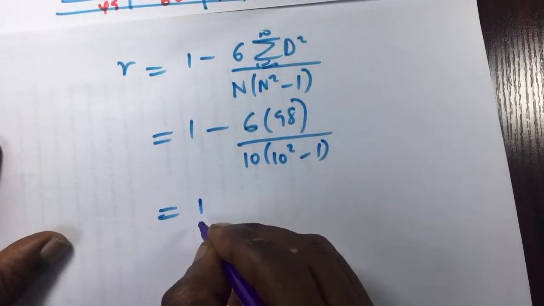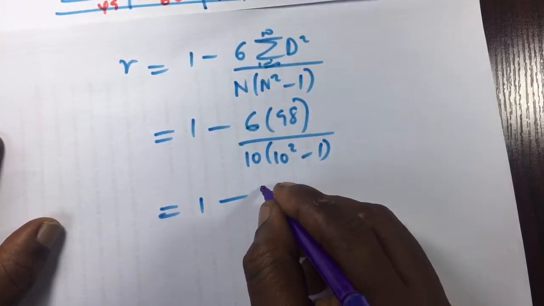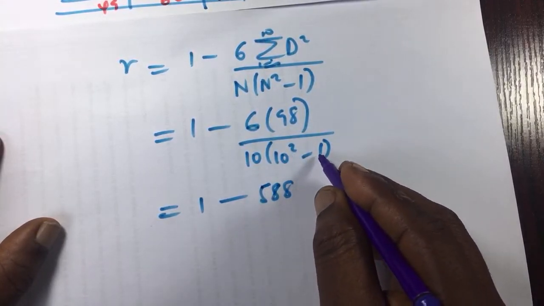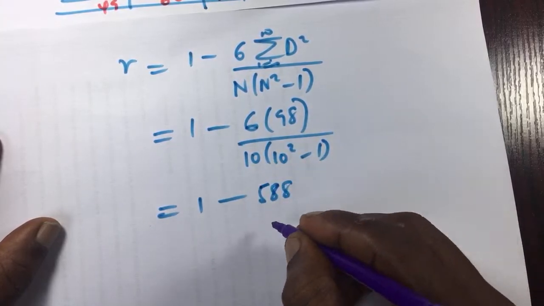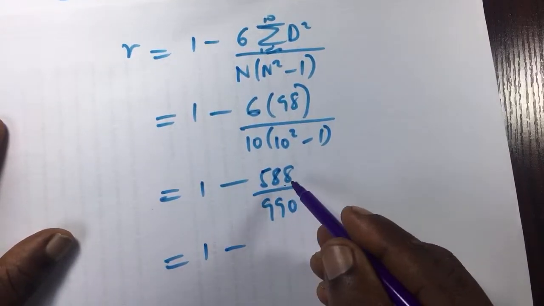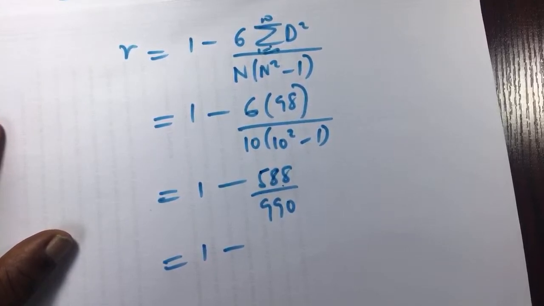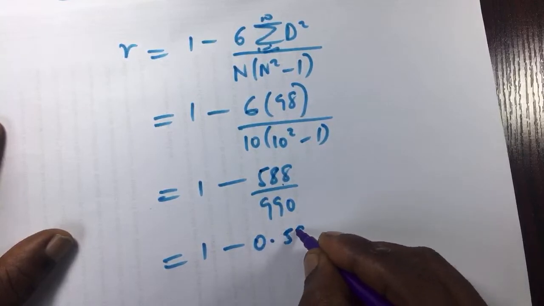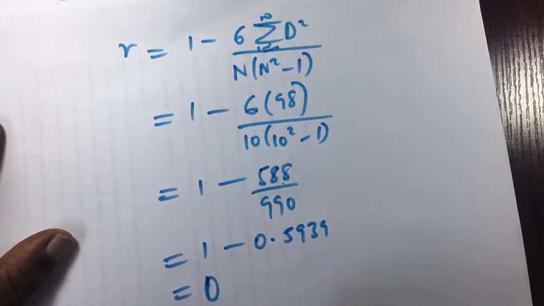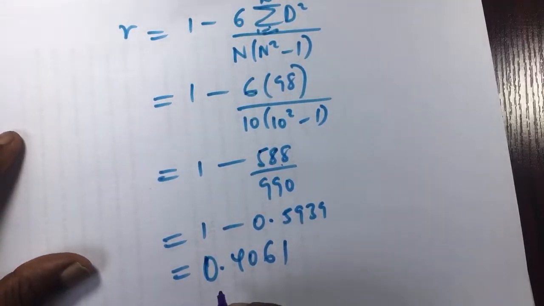Okay, finally, what would your result be? 1 minus 6 times 98. 6 times 98 will give you 588. Now 10 squared is 100. 100 minus 1 is 99. 99 times 10 will give you 990. So you have 990. Now 1 minus 588 divided by 990. Let's punch. Okay, so 588 divided by 990 will give you approximately 0.5939. And when you subtract, you end up getting the result as 0.4061. So 0.4061 will be your result for r.